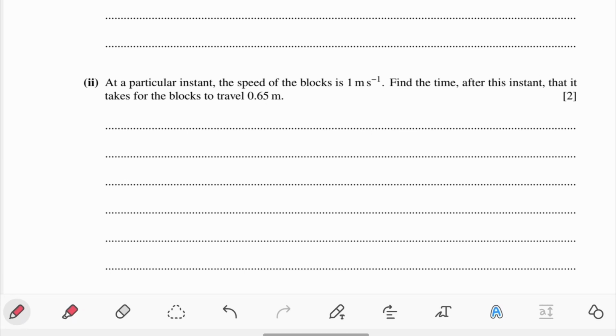Okay, so the second part, at a particular instant, the speed of the blocks is 1 meter per second. Find the time after this instant that it takes for the blocks to travel 0.65 meters. Okay, I think you apply the SUVAT equations here. The initial speed is 1 meter per second. The acceleration we calculated earlier, so it depends on your answer from the previous part. So if you got the first part wrong, you get this part wrong. So the acceleration is 1.2, and the distance we are moving is 0.65.